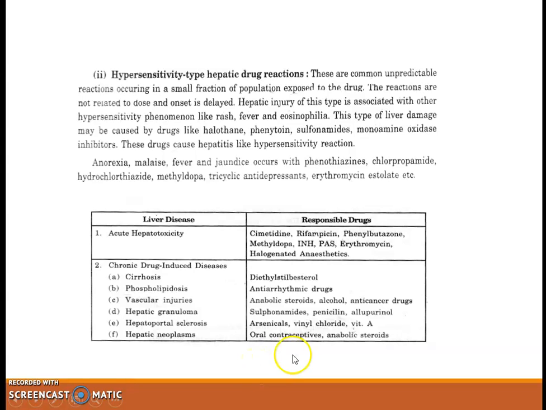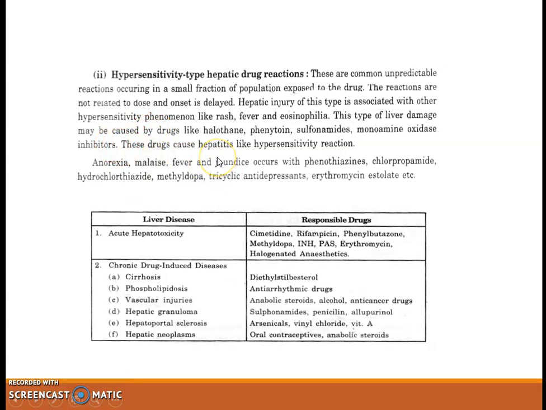Hypersensitivity type hepatic drug reactions. These are common unpredictable reactions occurring in a small fraction of the population exposed to the drug. The reactions are not related to dose and onset is delayed. Hepatic injury of this type is associated with other hypersensitivity phenomena like rash, fever, and eosinophilia. This type of liver damage may be caused by drugs like halothane, phenytoin, sulfonamides, and monoamine oxidase inhibitors.